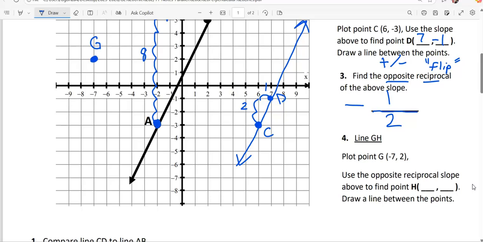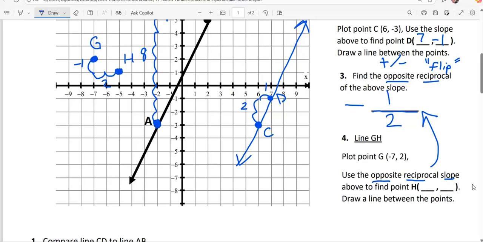Now, what I'm going to do is use the opposite reciprocal slope, which is -1/2. Is that going to go up or down if it's negative? -1 means down 1. And then I always run to the right like I'm in an old school Mario game. All right, so here we go. -1 means down 1. Run 2 is always to the right. Put a point right there. Call it H. Y'all see what I did? Down 1, right 2. That's -1/2.